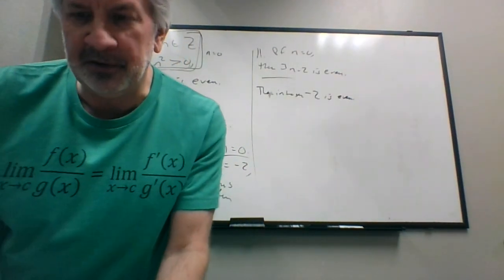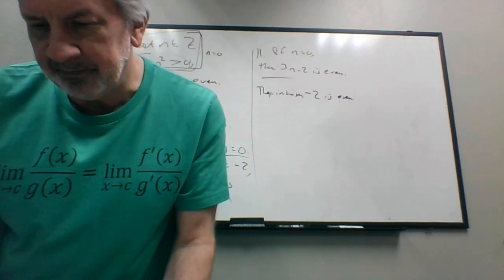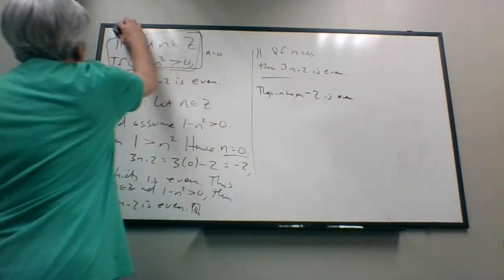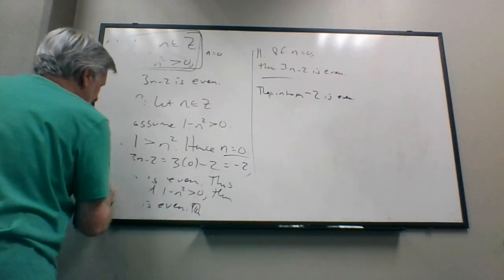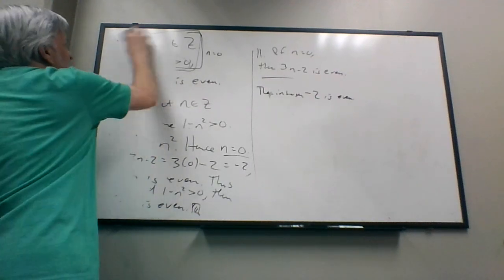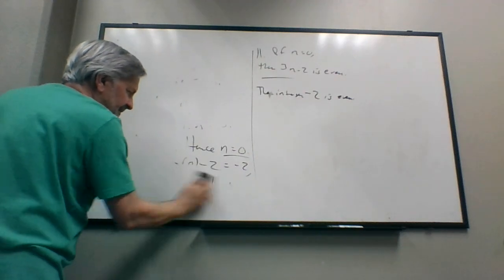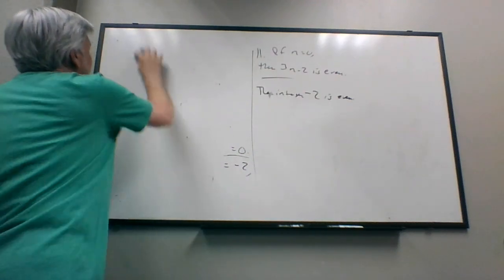Okay, let's go on to 3.3 here. This is a different method of proof. The previous one was direct. We were doing direct proofs. Assume the hypothesis, show the conclusion. Or I say assume the if, show the then. Now this is the second method of proof.